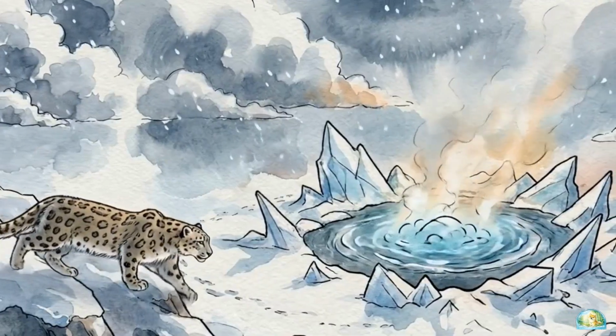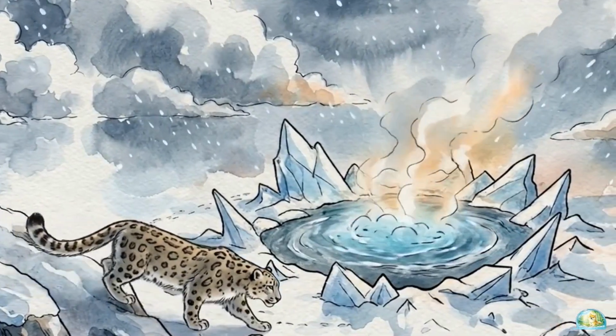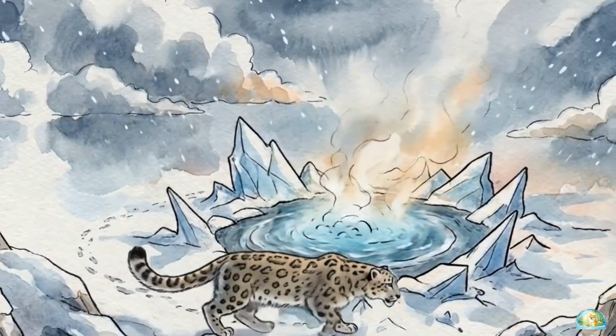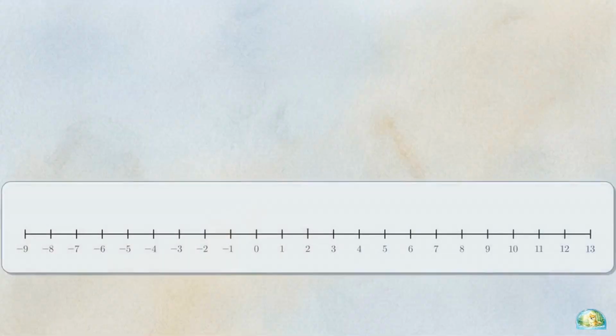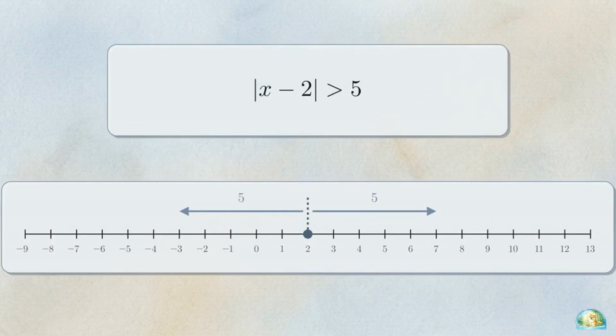Near the radical spring, danger isn't where you are, but where you aren't. Frost must stay in the outer reaches, avoiding a volatile central zone. Distance from center 2 must be greater than 5. We write, the absolute value of x minus 2 is greater than 5. Solving both paths gives x greater than 7 or x less than -3.